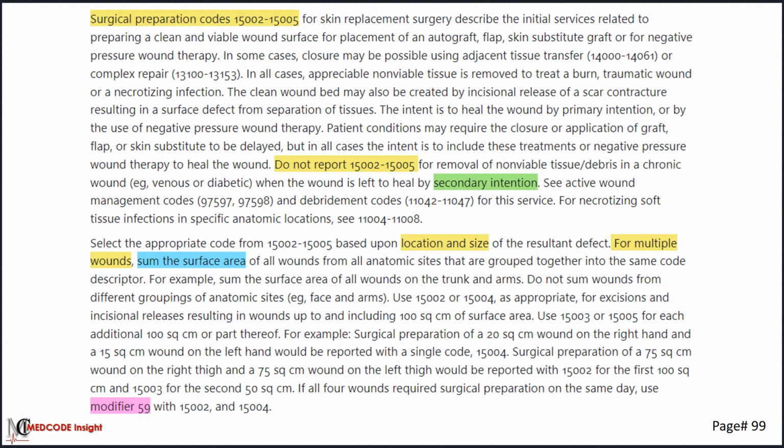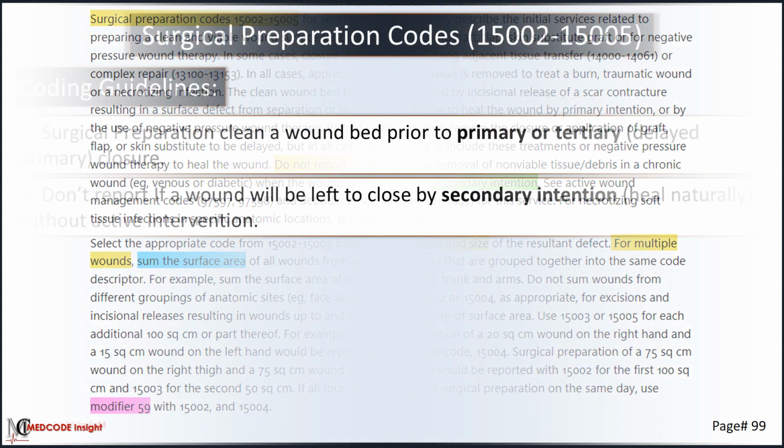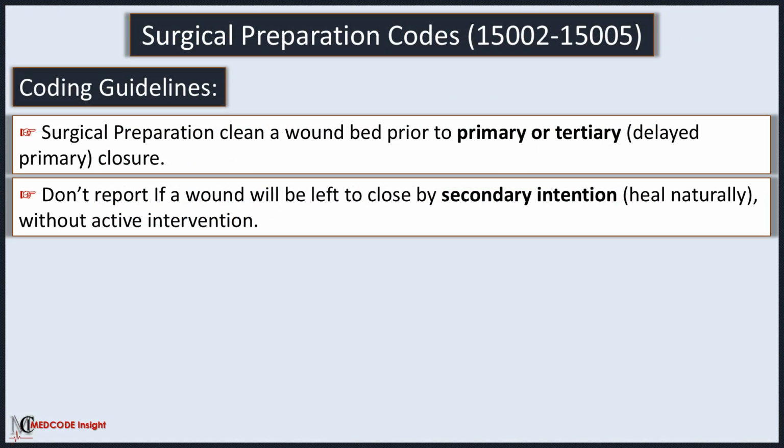For practicing surgical preparation, we must highlight the important key points provided on CPT page number 99, especially for the type of wound we can't use the surgical preparation codes, how to code when dealing with multiple wounds on the same day, and when to use modifier 59. Let's discuss some important coding guidelines related to surgical preparation codes.